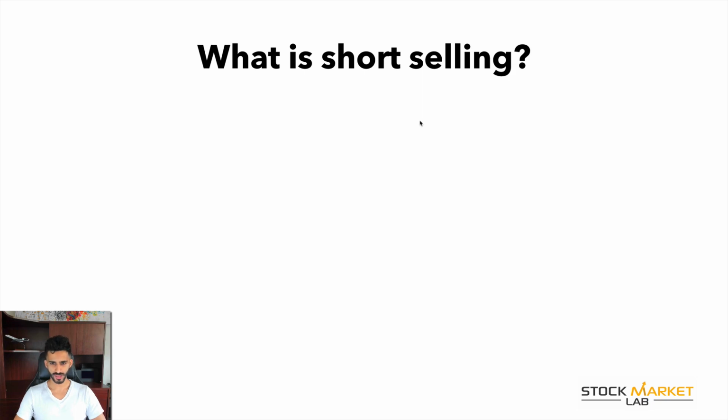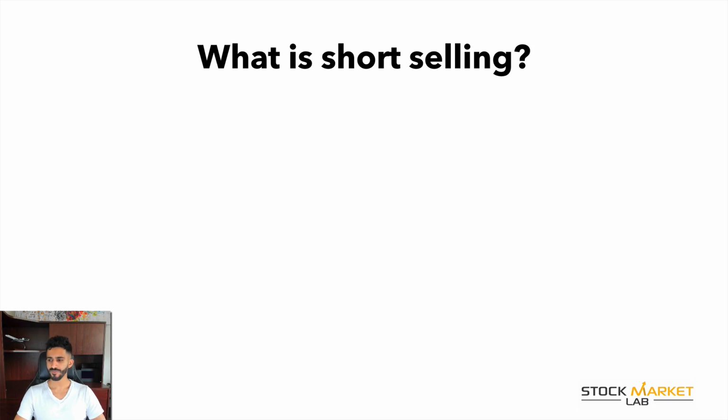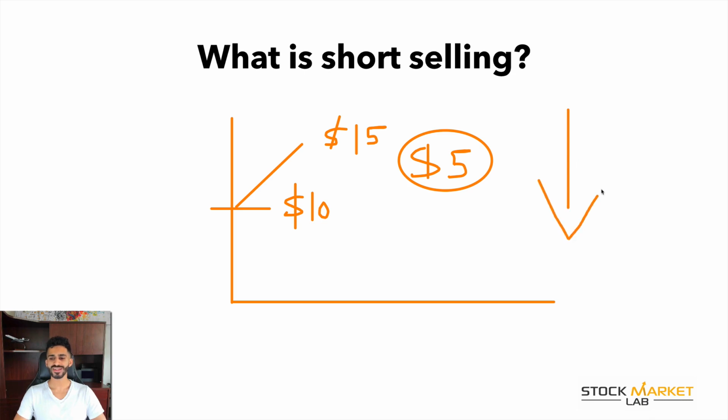What is short selling? Short selling, or shorting, is a bet that a stock's price will go down. You profit if the stock goes down and you lose money if the stock goes up. A lot of people are familiar with the idea that you can make money when a stock's price goes up. That's what everyone knows trading as. If you buy a stock at $10 and that same stock goes to $15, you make $5 per share. That's what everyone knows about trading. But what a lot of people do not know is that you can also make money when the stock price goes down.